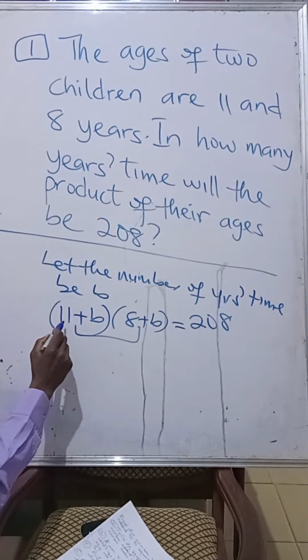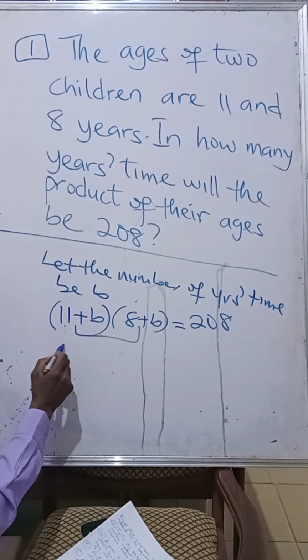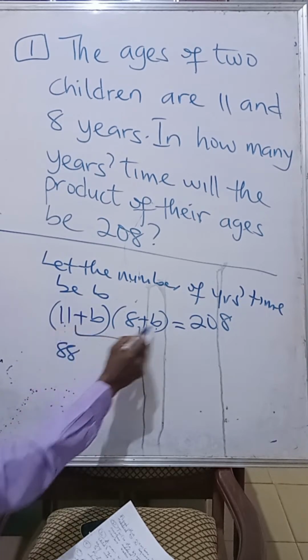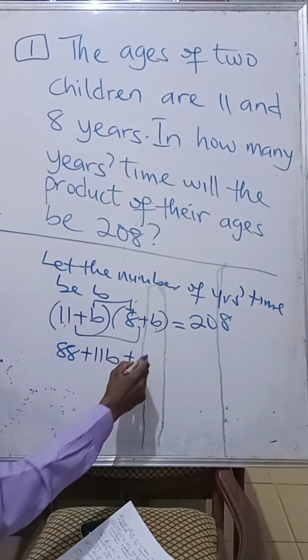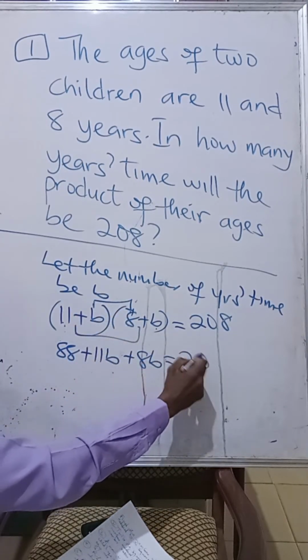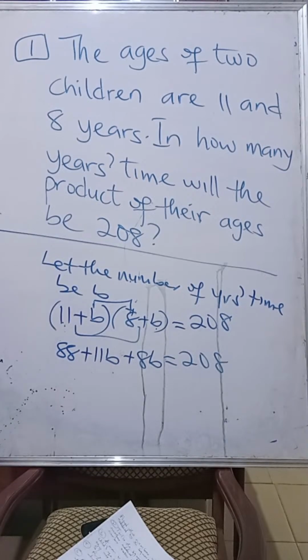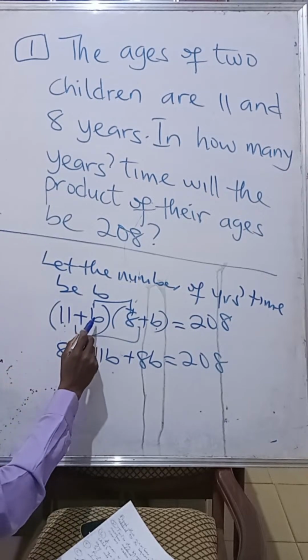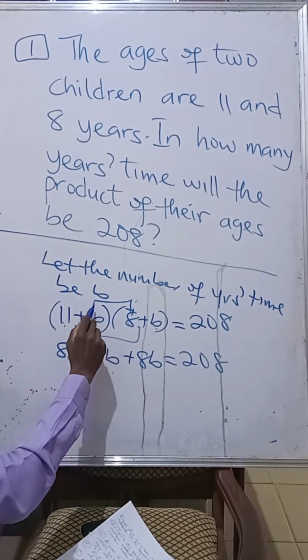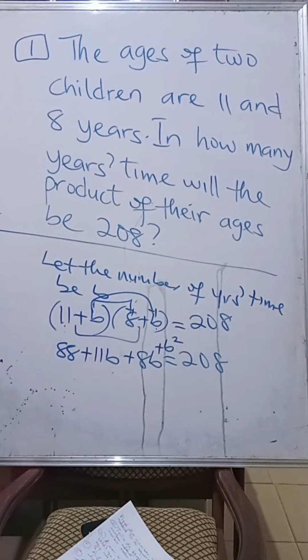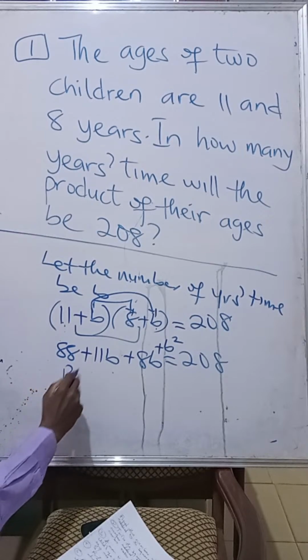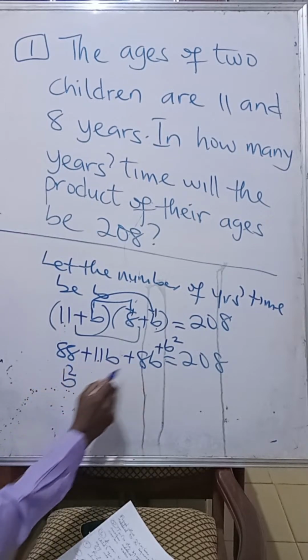11 times 8, that's 88. 11 times b, that's plus 11b. Then 8 times b, that's plus 8b. Then the last terms, b times b, that's plus b squared. So we now have b squared, 11b plus 8b, that's plus 19b, and then we have 88 in this place, equal to 208.